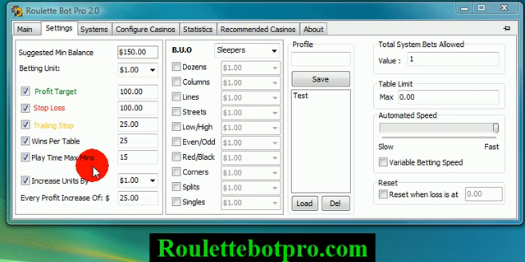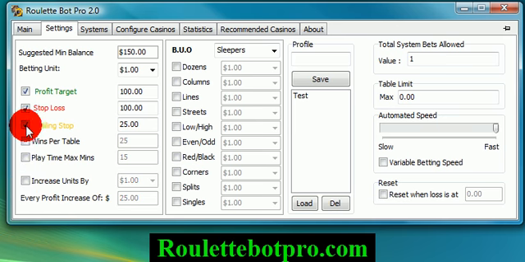A good strategy is to increase your betting unit once your trailing stop is into profit so you can't lose. Example, if your trailing stop is at $25, you could increase your betting unit by $1 every profit increase of 25. Now these settings here you do not have to use. You don't actually have to use any of them. Only the ones you checked off will be implemented.